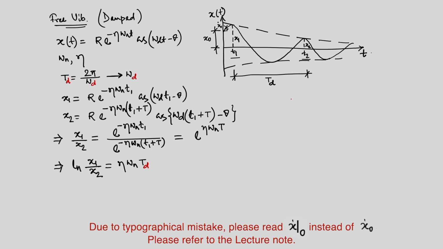Now, what is the relation between omega d and omega n, if you recall? We have omega n square root of 1 minus eta square.